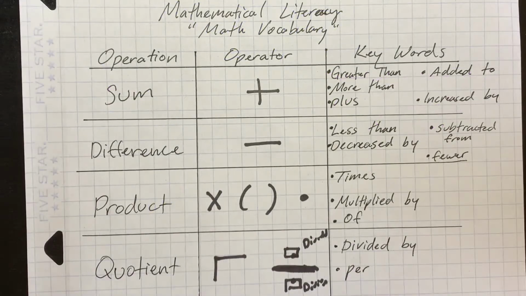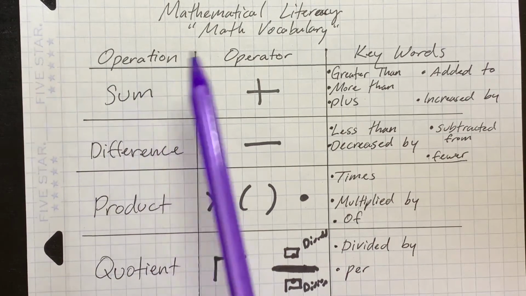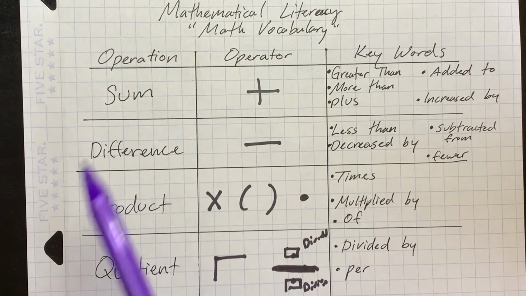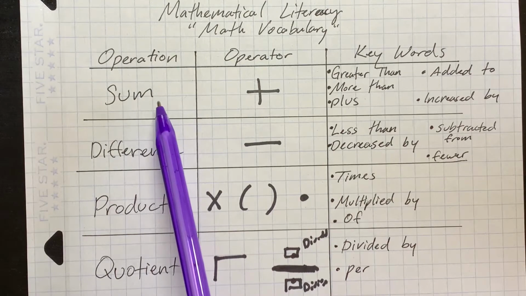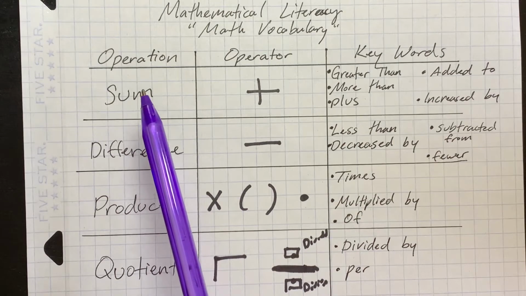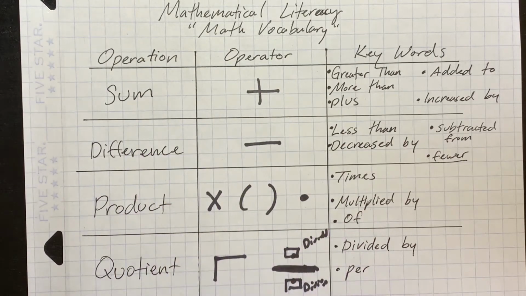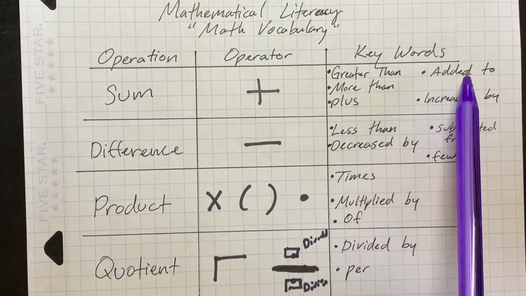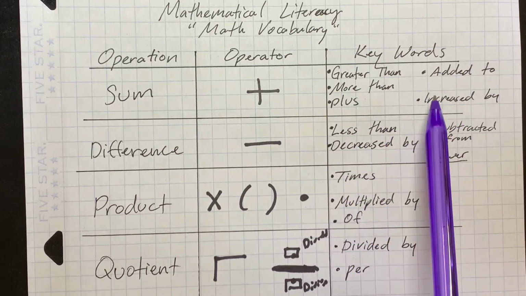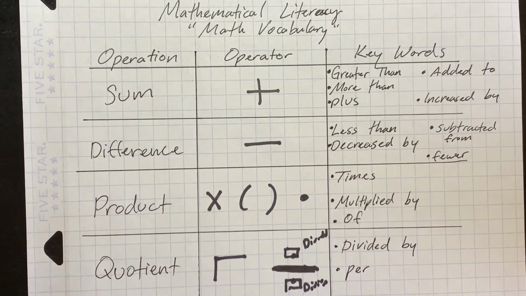All right, so part 2 of your mathematical literacy, mathematical vocabulary. We have 3 categories. We have operation, operator, and keywords. So for the operation, we have sum. And the operator symbol for sum, when we add, remember that sum means to find the answer to an addition problem. Keywords that tell us to add are greater than, added to, more than, plus, increase by. They all mean to add, to find the sum.